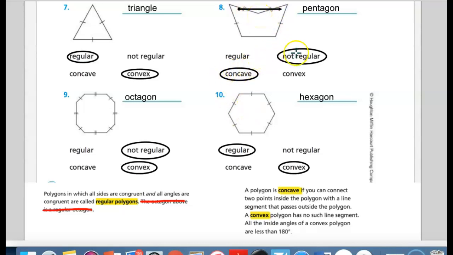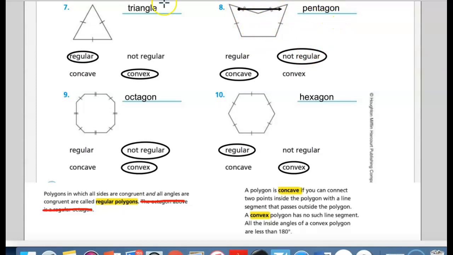So this one's concave, and it's also not regular because are all the sides the same length? Like, look at the length of this side and this shorter one here. You already know that they're not the same. They're irregular. So we say not regular, and it's a pentagon because it has 1, 2, 3, 4, 5 lines.